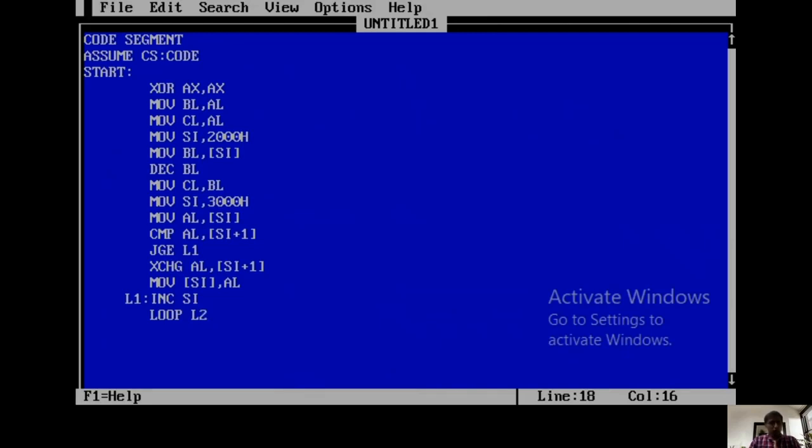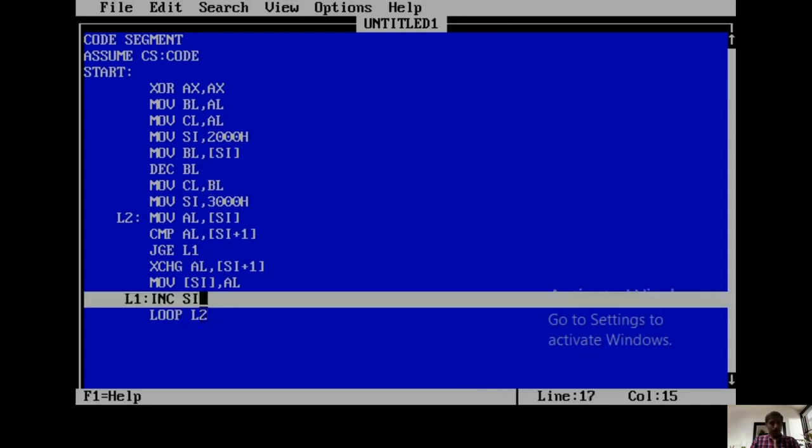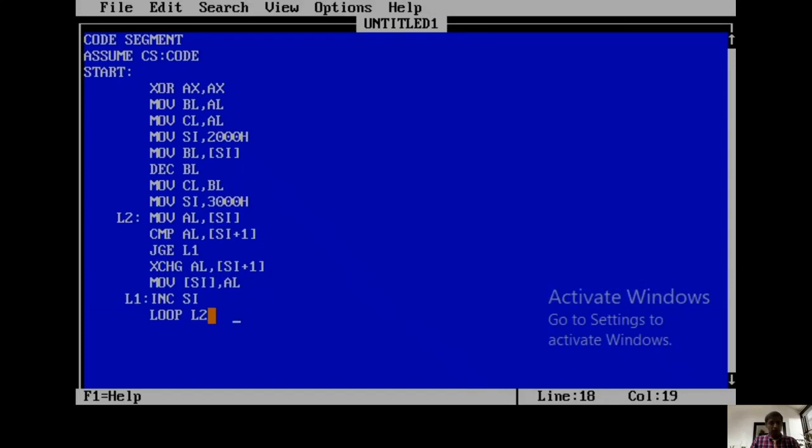Then it will go to L2, where I am writing L2 here. In that case, my AL takes data from 3001 and the data is compared with the 3002 location data. After comparison, again we are checking. This loop repeats for how many times? 4 times, because my CL is N minus 1, that is 4 in our case. At the end of this loop L2, we get one iteration, the first iteration. How many iterations do I need to perform? N minus 1 iterations in total.